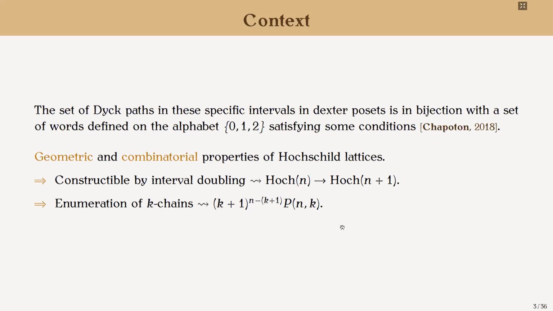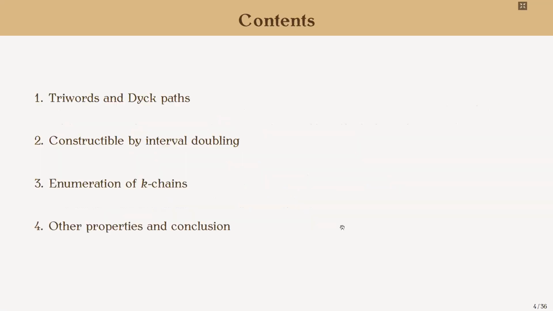I have no other example of posets where we have this kind of formula. So this is quite surprising. And I will finish this talk by giving other properties, because here I will explain only two properties. So there are obviously other properties, combinatorial and geometric. And we conclude by giving new results obtained by Henri Mühle on this lattice, and give open questions.